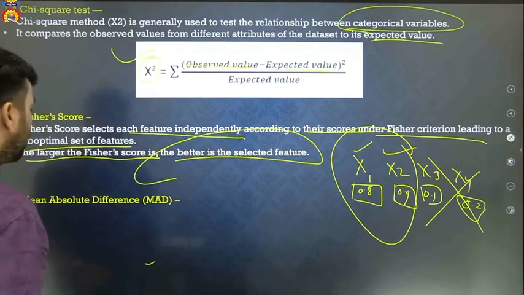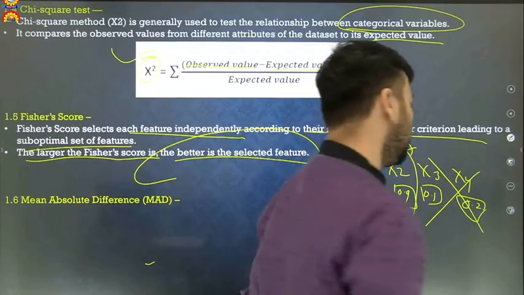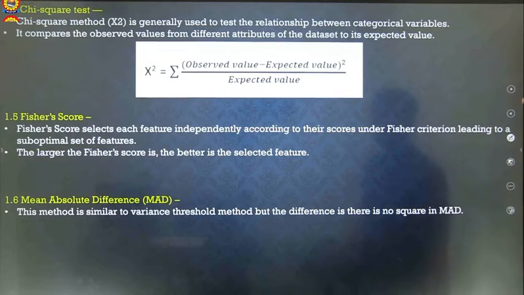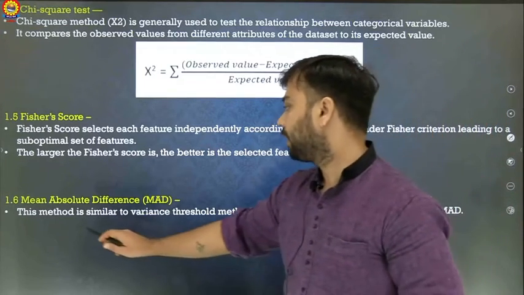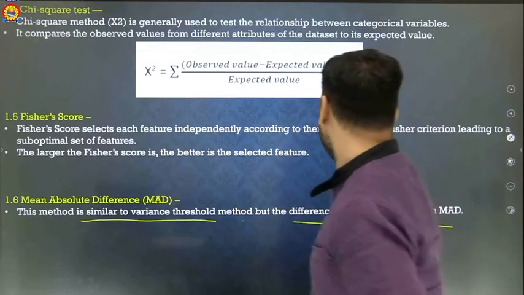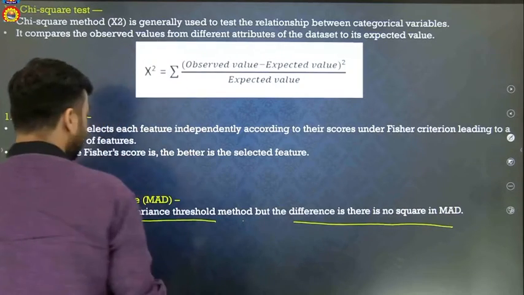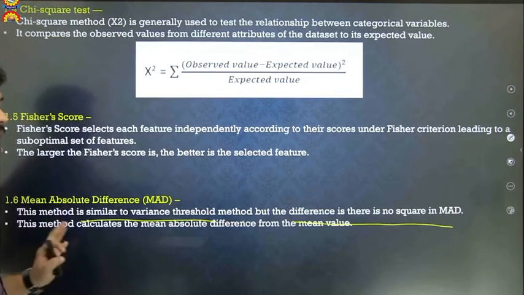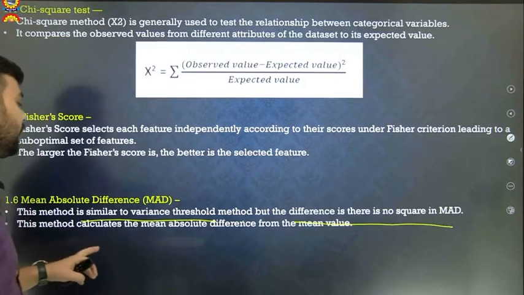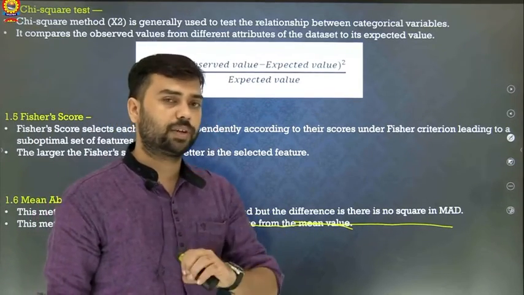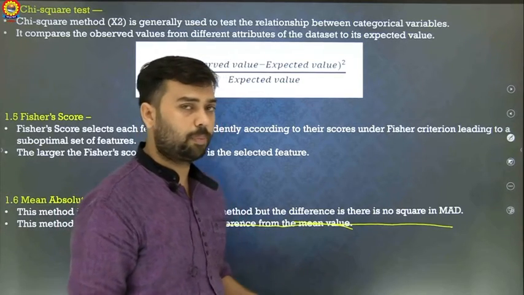Now next, the mean absolute difference, MAD. This method is similar to the variance threshold method, but the difference is there is no squaring in the MAD. In variance thresholding we use the squaring, but in this we don't use the squaring. Those are the methods which are used in filtering. This method calculates the mean absolute difference from the mean value of the particular variable or particular feature.